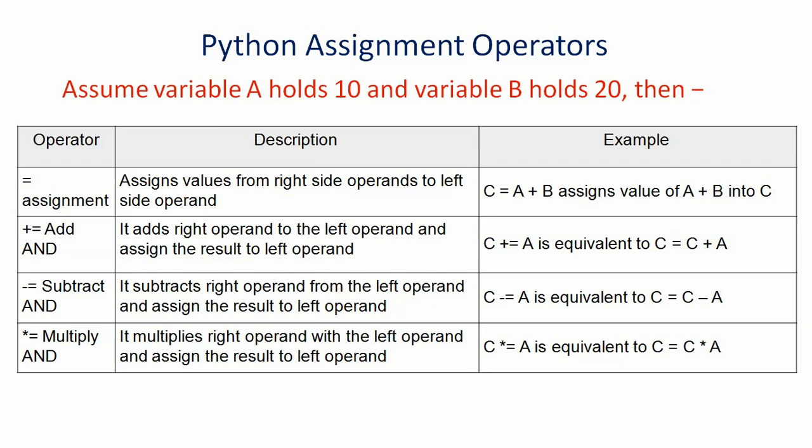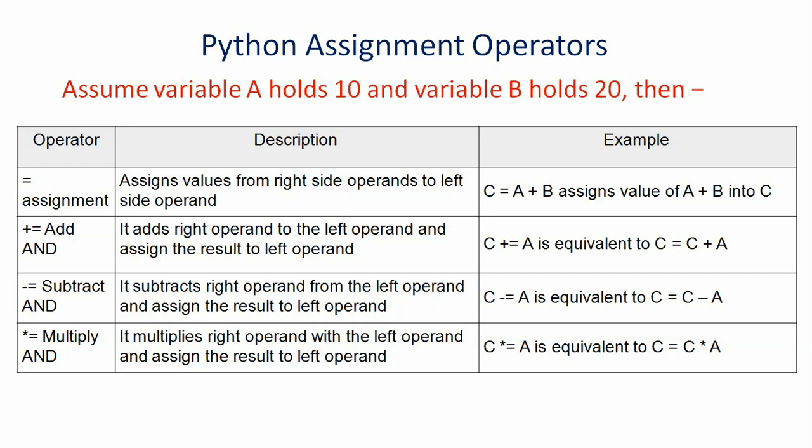Plus equal to. The name is add and. It adds the right operand to the left operand and assigns the result to the left operand. For example, C plus equal to A is equivalent to C equal to C plus A.